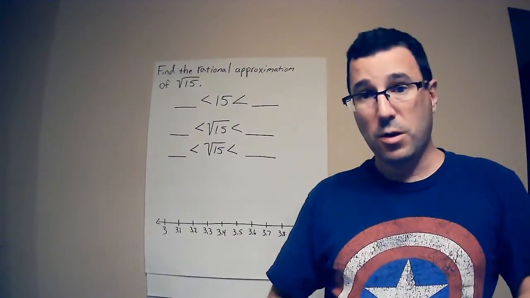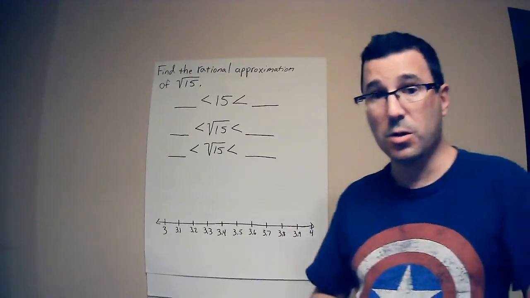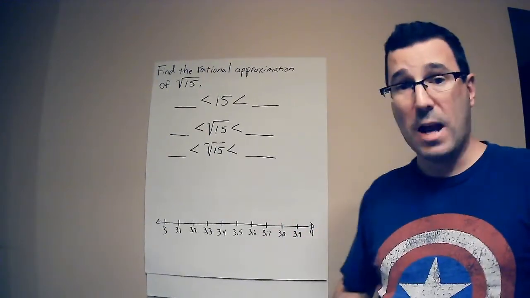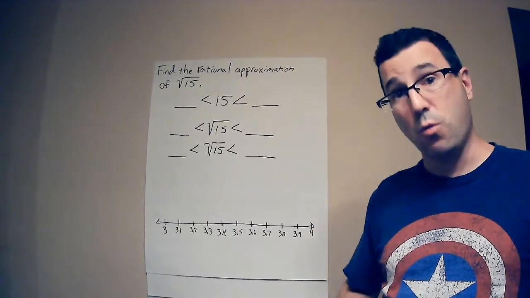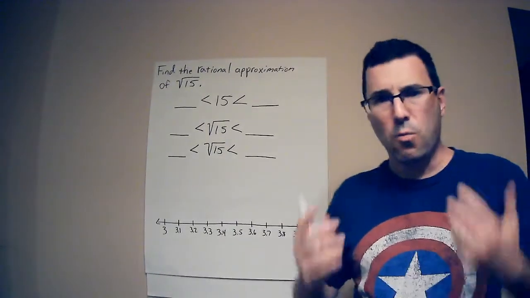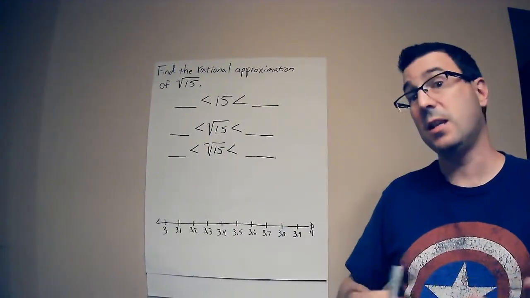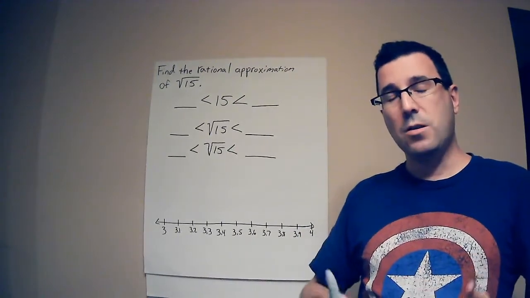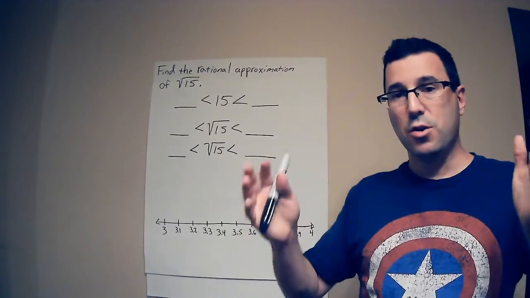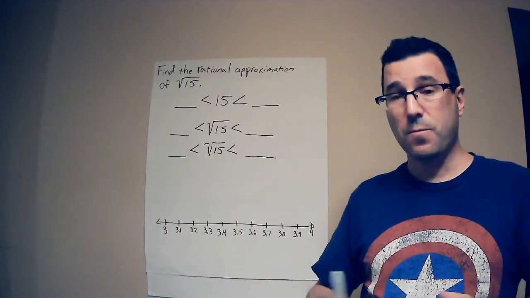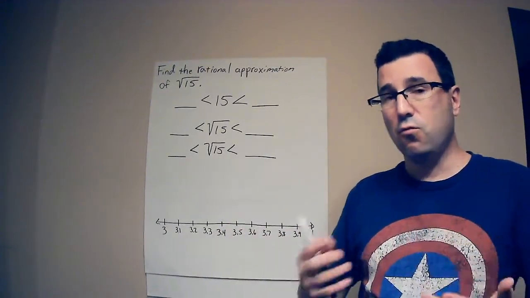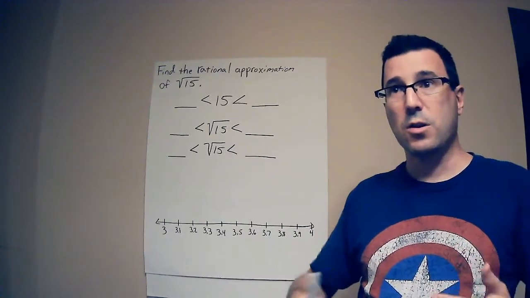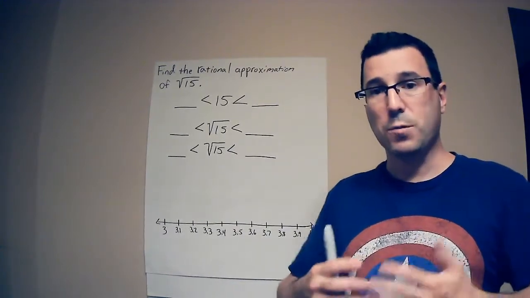So the first thing we're going to do in this first example, we're going to find the rational approximation of the square root of 15. The way we want to do this is we want to take things that we know. So if I'm taking the square root, I want to place it between two perfect squares. So I have to think of what two perfect squares the number I'm given falls between.